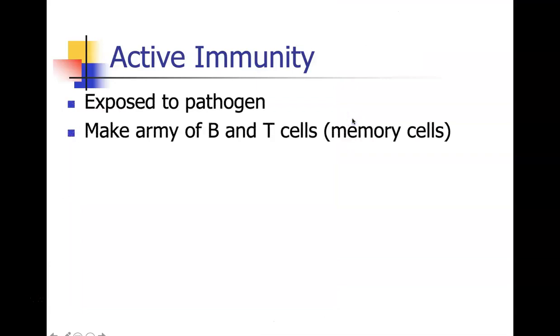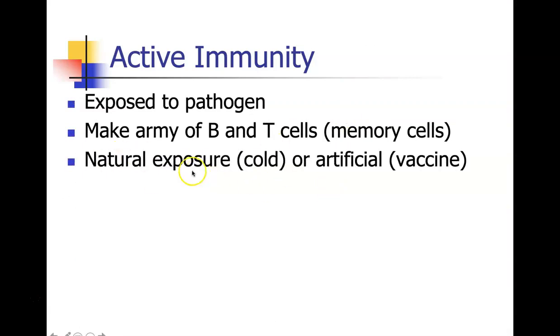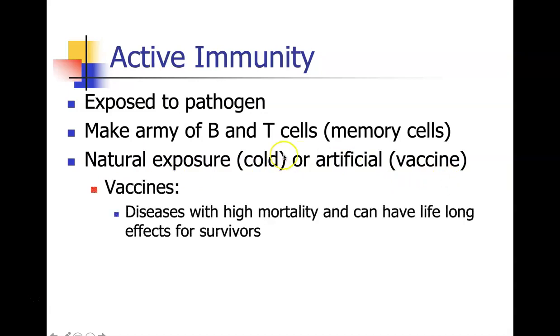Okay. So when you're exposed to a pathogen, you've got a whole army of B and T cells that are produced. This can be through natural exposure, which is called a cold activation, or artificial, like a vaccine. And we're mostly thinking about, vaccine production has become a big topic over the last couple of years. But typically we could make vaccines for far more things than we do. So how do we choose? Well, we commonly make vaccines for diseases that have high mortality and can have lifelong effects for survivors.